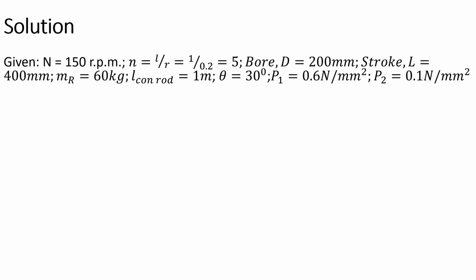So for our solution, we're given the engine is rotating at 150 revolutions per minute, N, which is the ratio of the connecting rod to the crank, is 5. The bore D is 200 millimeters. The stroke L is 400 millimeters. Mass of reciprocating parts is 60 kilograms. Length of the connecting rod is 1 meter.